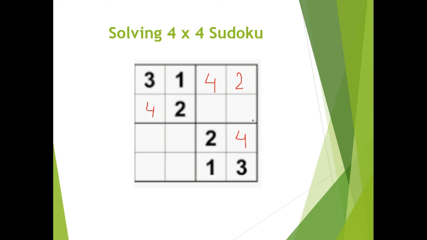Now move toward the next row. Here the numbers 4 and 2 are written, and the missing numbers are 1 and 3. So can we put 1 over there? No, because 1 is already present in this column. So we can write 3 over here. Okay, so 3, 2, 4. What is the missing number here in this row? 1. We can put 1 over there because there is no 1 in this column. So these 3 boxes are completed.